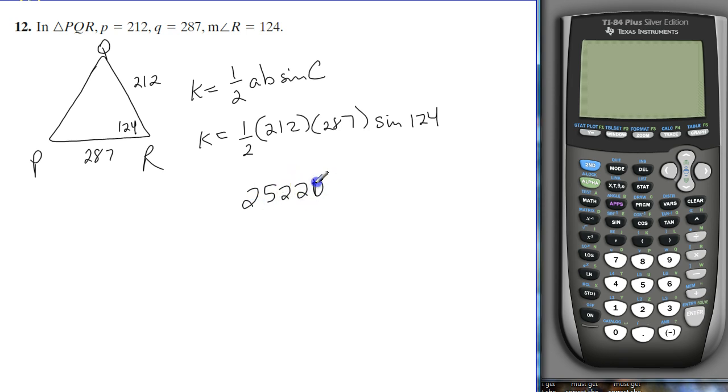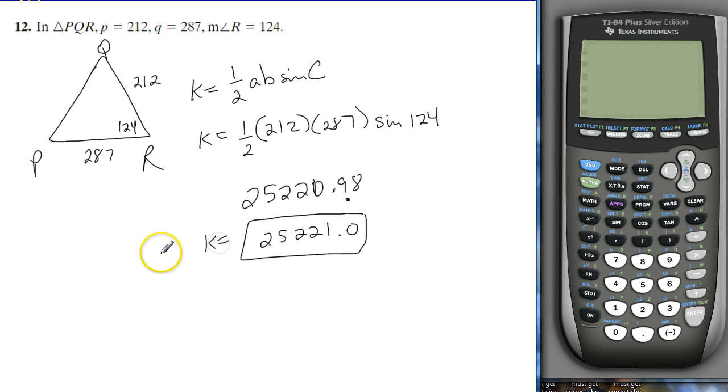Now, let's see, I got 25220.98. Remember, the directions say to the nearest tenth. I need one decimal place. That's going to bring this up, so it's going to be 25221. Now, that's the answer, but since it says one decimal, you better show one decimal place. And that's K. And K is just area. For some reason, it just called it K.